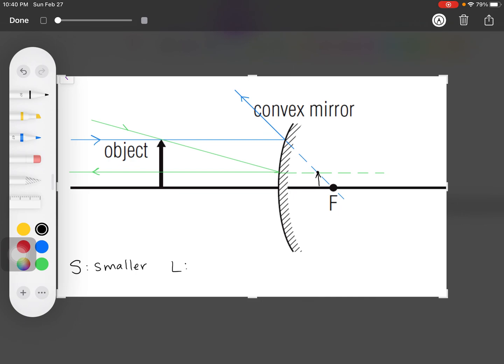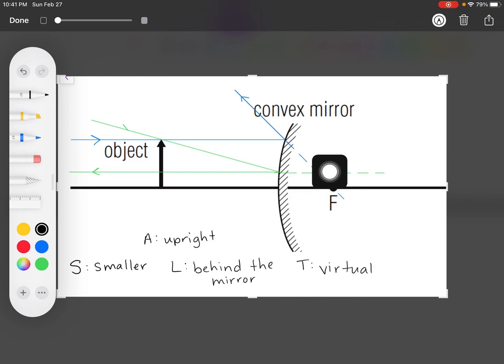It is located behind the mirror. So this is an image that we would see in the mirror. It's not something that actually exists. And apparently I don't know how to spell salt. So A was the attitude, and this is upright or right side up. And then the type. So anytime we have to extend our reflected rays back, and it's the extension of the reflected rays that meet, we are going to have a virtual image. So the other thing that tells us it's a virtual image is that it is behind the mirror.